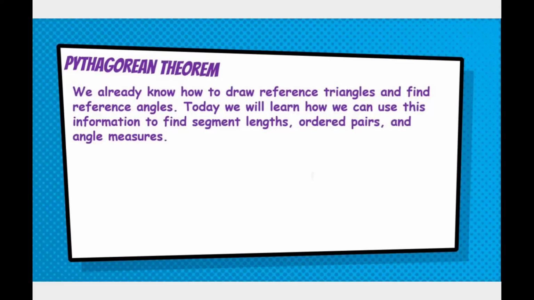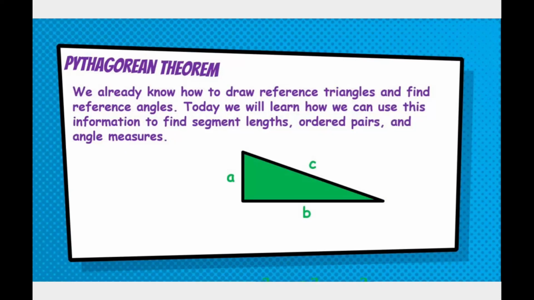So to start with, we're going to review Pythagorean theorem, which is a way that we can find a side of a triangle if we know the other two sides. And if you recall, we're going to use this to learn how to find segment lengths, ordered pairs, and angle measurements. So if this is a right triangle, I have them labeled A, B, and C.